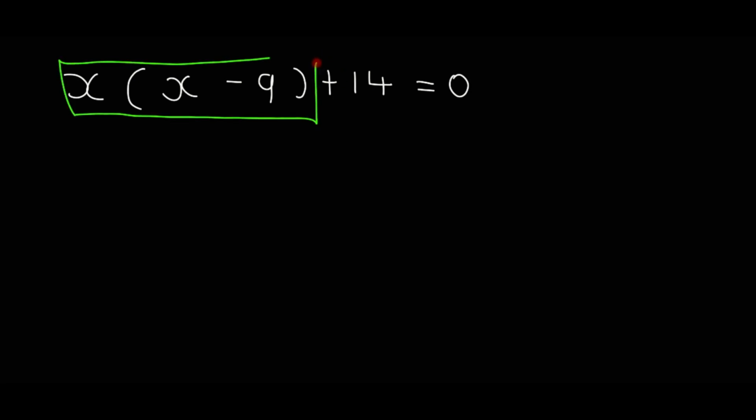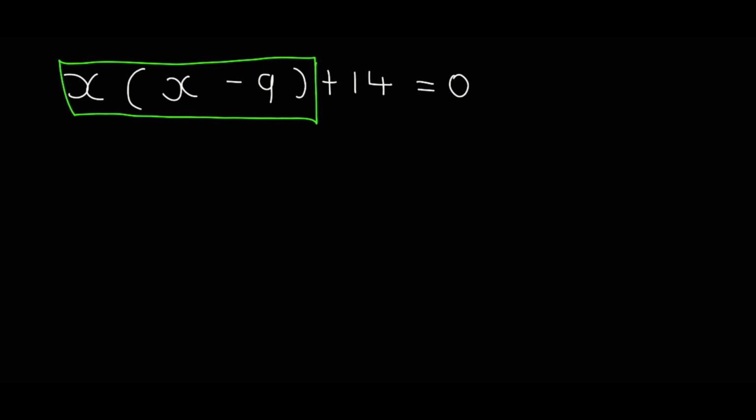Let's say we have x(x - 9) + 14 = 0. With this problem, we know that this part usually equals 0, because here we have 0, but now because we have a certain number here, it can't work, because we only get 0 if this part plus this 14 equals 0. So we cannot take this part and say it equals 0.